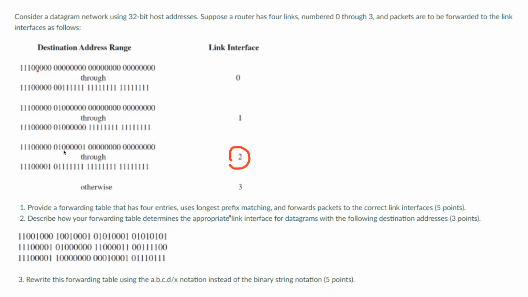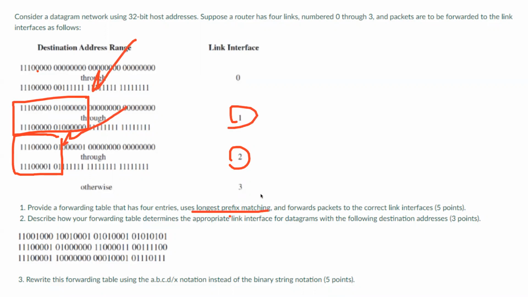For link 2, we start from here, and for link 1, we start from here. According to longest prefix matching, if you match this and also match this, you will go to 1. So you can put 2 as a shorter prefix without worrying that some of them go to 1. This is what we want to say. Is this clear? Yes, yes, Professor.